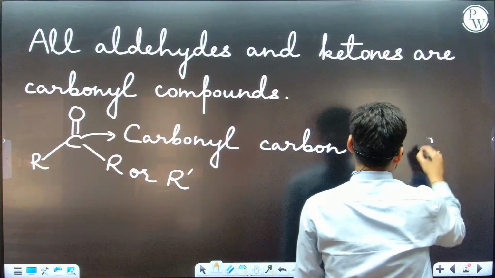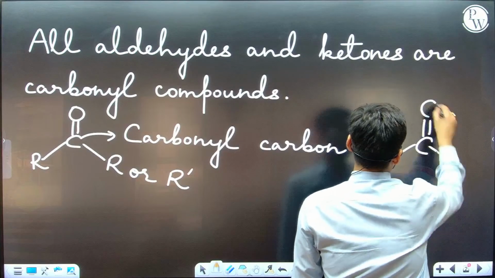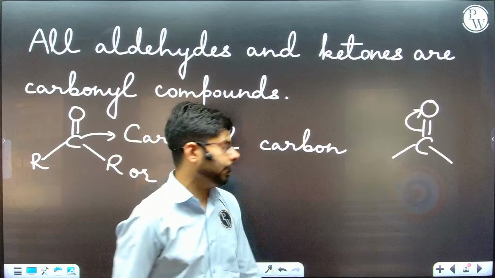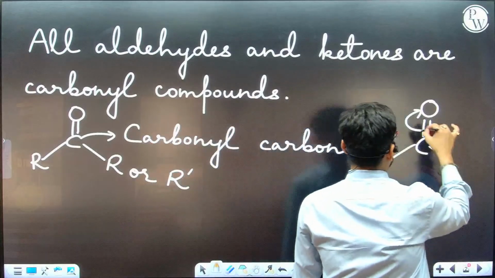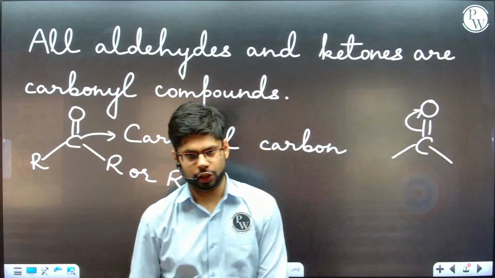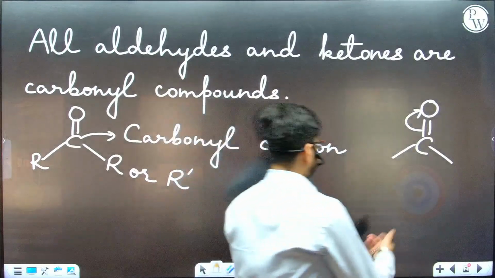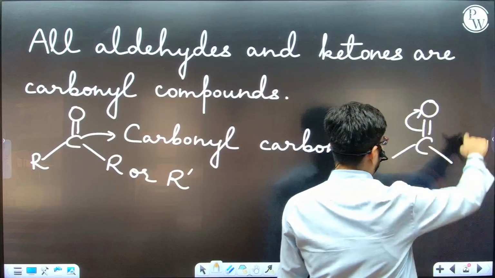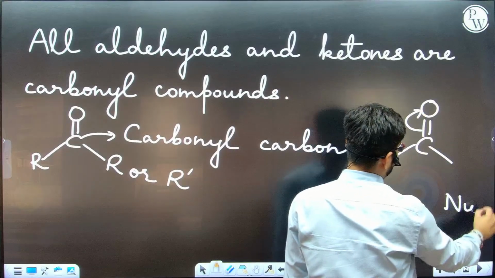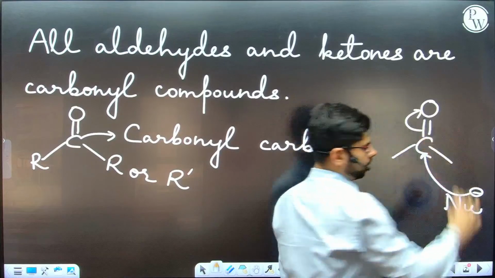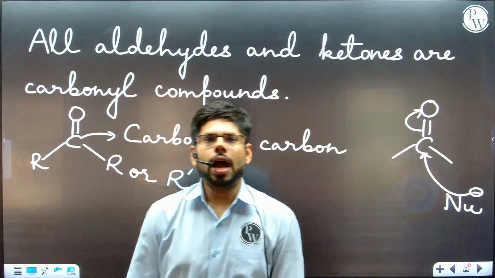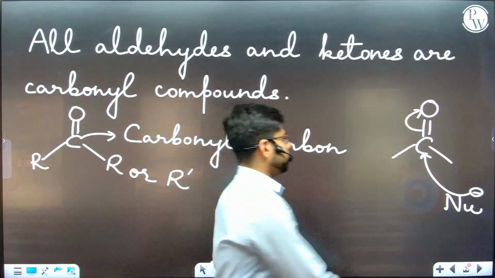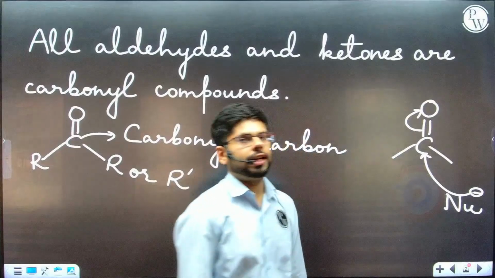in this carbonyl carbon, because oxygen is much more electronegative than carbon, this pi bond has a tendency to shift towards oxygen. And once this pi bond shifts towards oxygen, a nucleophile which is negatively charged can attack this carbon. Hence we say aldehydes and ketones show nucleophilic addition. This process is called nucleophilic addition.